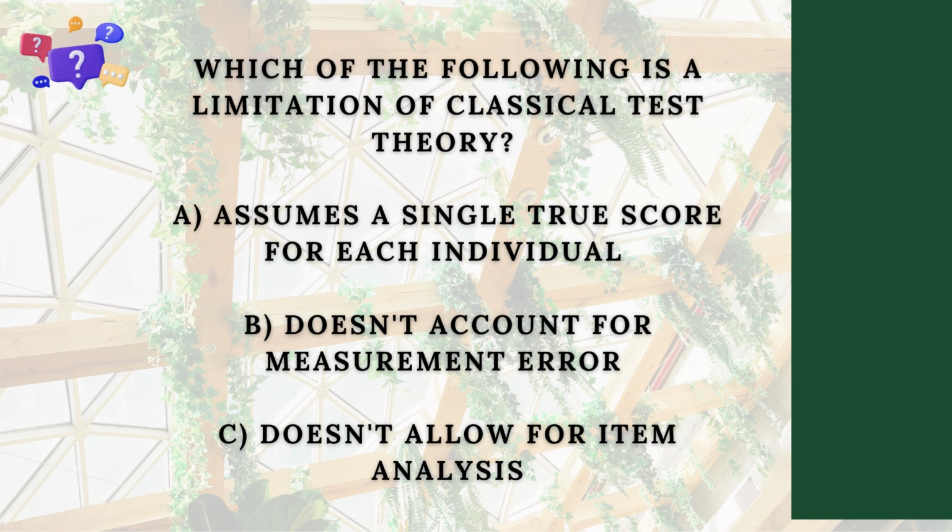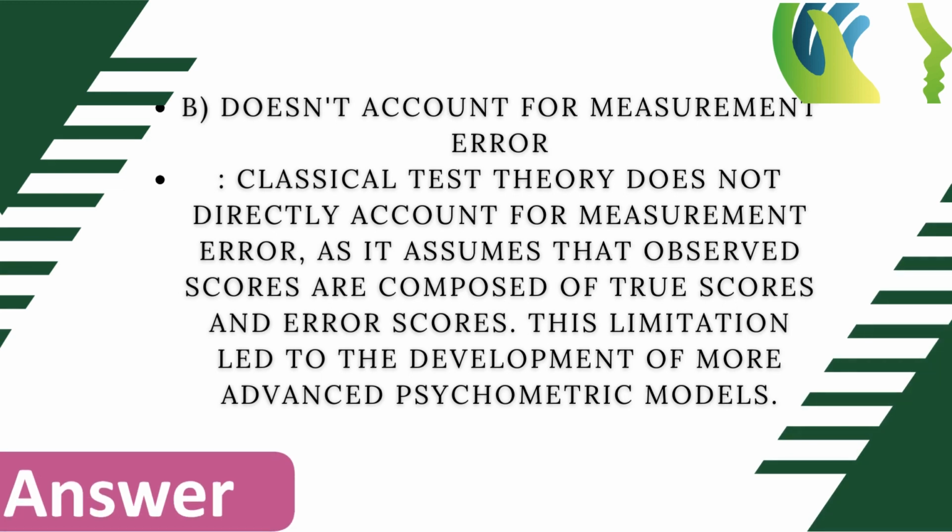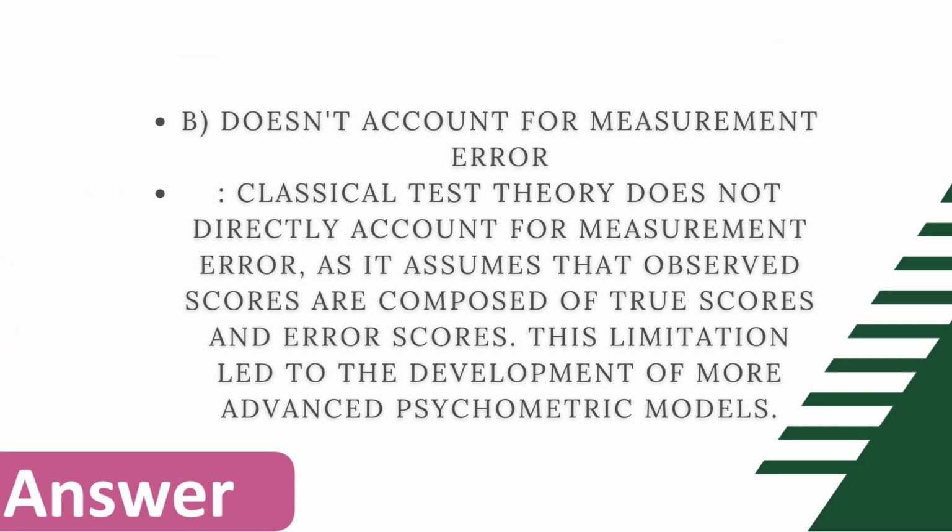Which of the following is a limitation of classical test theory? A. Assumes a single true score for each individual. B. Doesn't account for measurement error. C. Doesn't allow for item analysis. B. Doesn't account for measurement error. Classical test theory does not directly account for measurement error, as it assumes that observed scores are composed of true scores and error scores. This limitation led to the development of more advanced psychometric models.